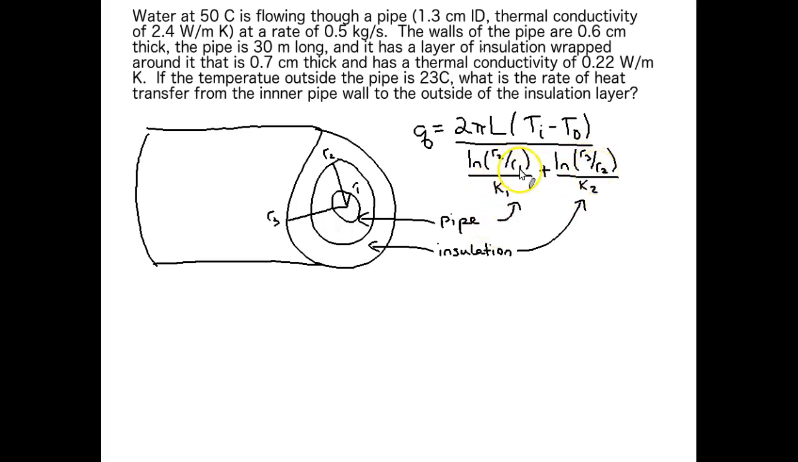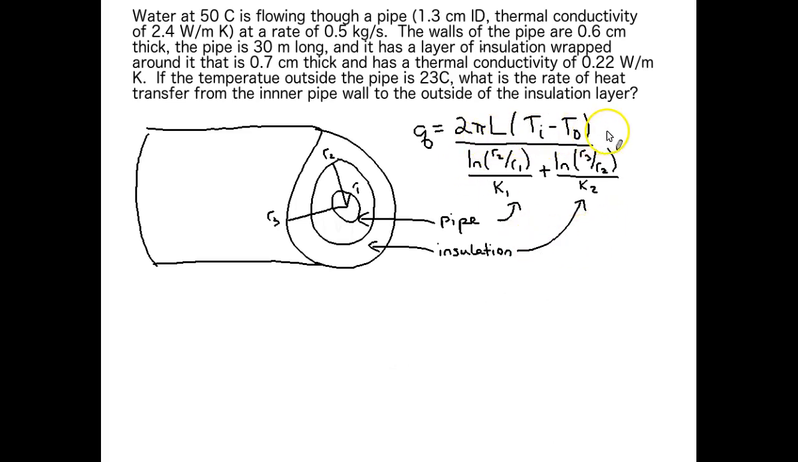We're using R2 and R1 for our pipe because those are the inner and outer radii of our pipe. We're using R3 and R2 in our insulation because R3 is our outer insulation radius, R2 is our inner insulation radius. And yes, the outer radius of the pipe is the inner radius of the insulation. The insulation is wrapped right around that pipe. So where the pipe stops, the insulation starts. Therefore, you're going to use R2 in both the pipe and insulation terms in your denominator.